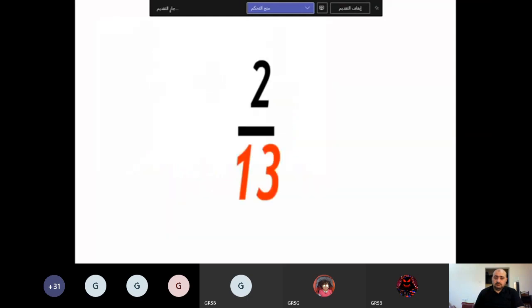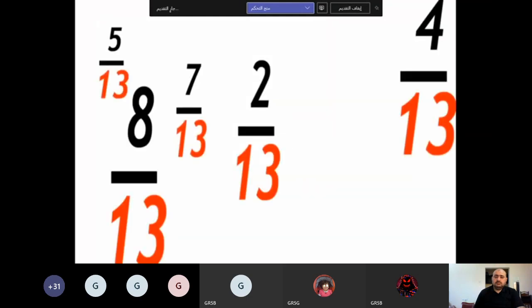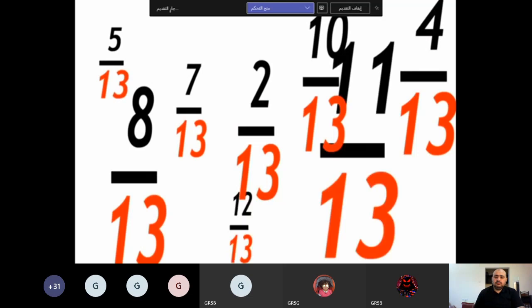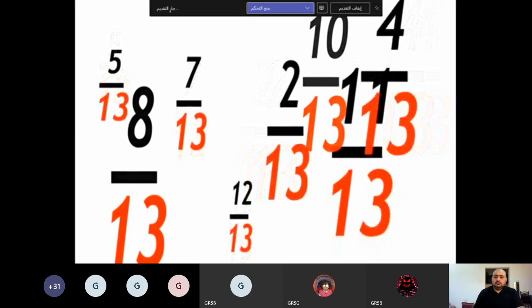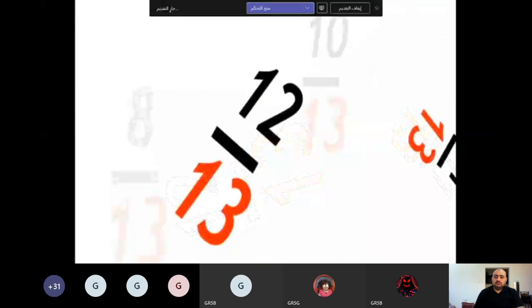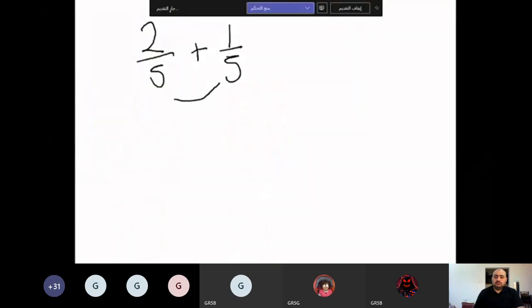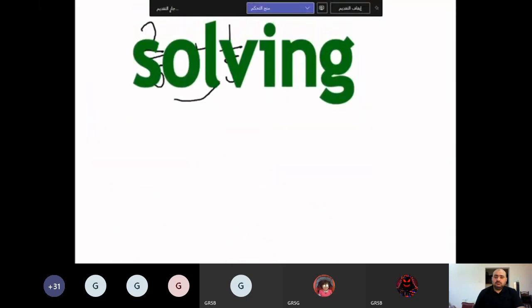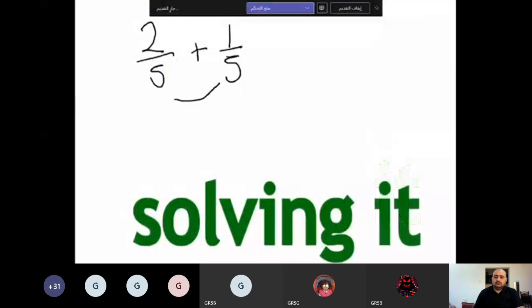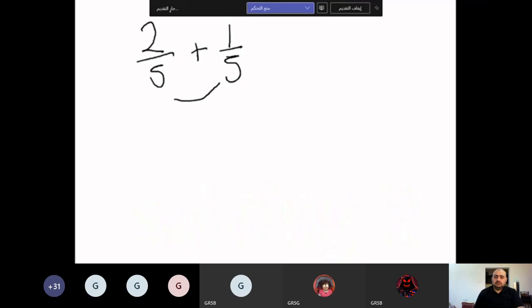And here's another example. As you can see, all these are fractions of 13. And because they've got the same denominators, they are similar fractions. So how do we go about solving this sum? Well, when you're solving fractions with common denominators, that is, similar fractions, there are two rules to remember.